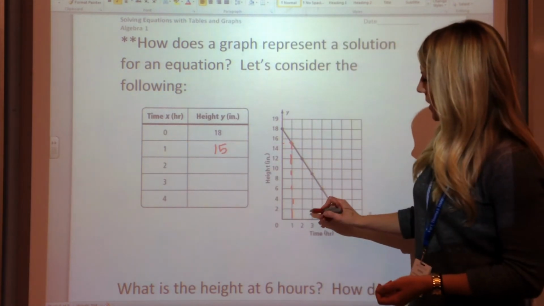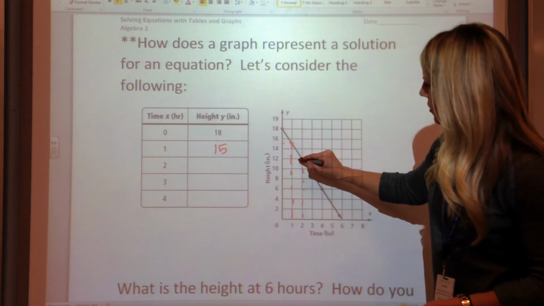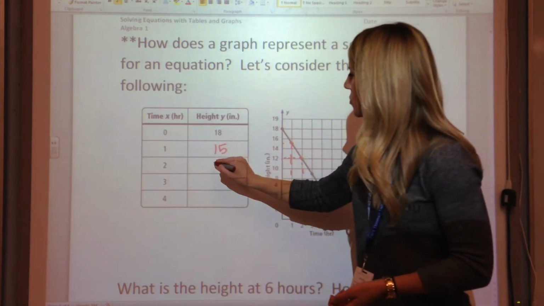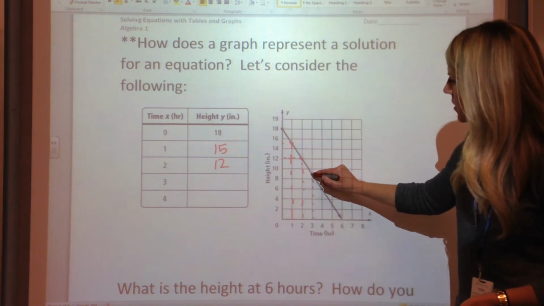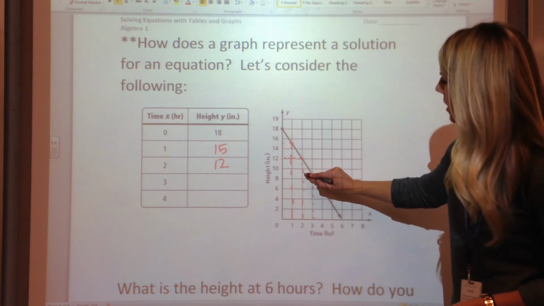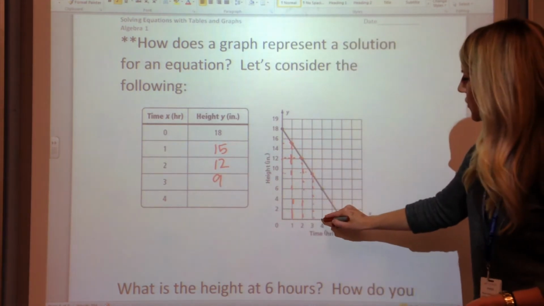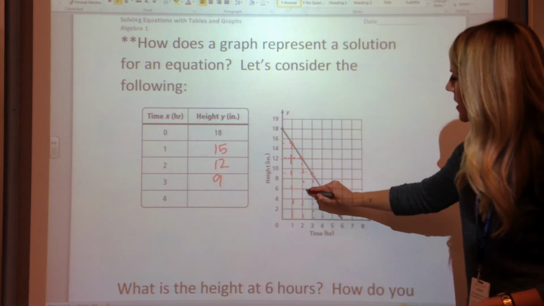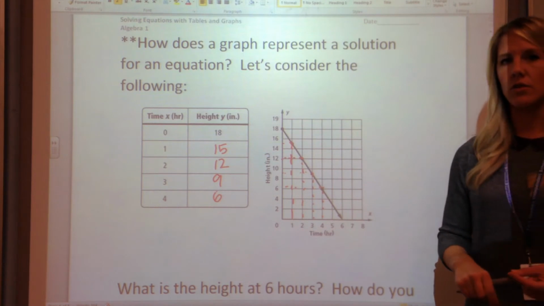So now, what about when x is 2? Let's go and see where the graph is when x is 2. When x is 2, y appears to be 12. When x is 3, we look up, go and find your graph. When x is 3, it looks like y is about 9. And when x is 4, it looks like y is 6. That's how we can use a graph to find the solution to an equation.